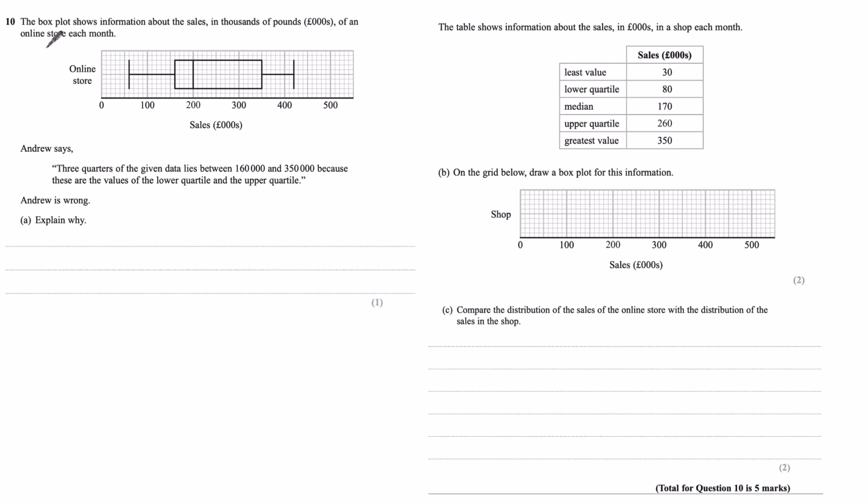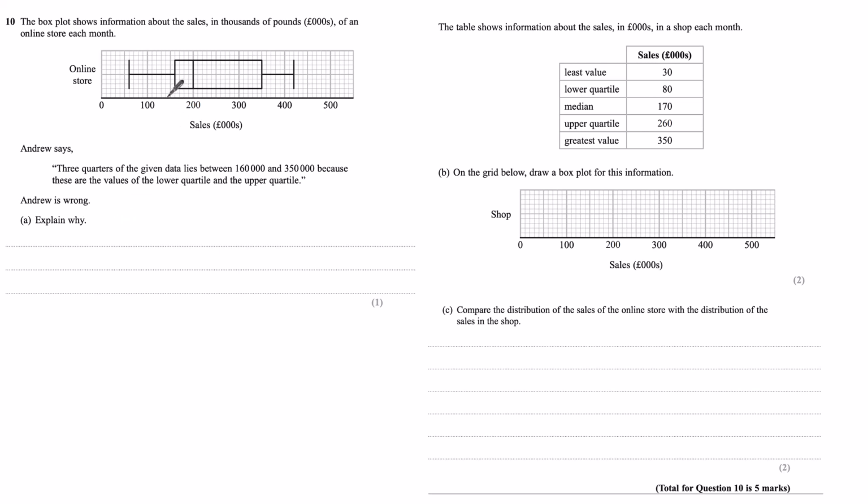Question 10. The box plot shows information about the sales, in thousands of pounds, of an online store each month. Andrew says 3/4 of the given data lies between 160,000 and 350,000 because these are the values of the lower quartile and the upper quartile. Andrew is wrong. Explain why.